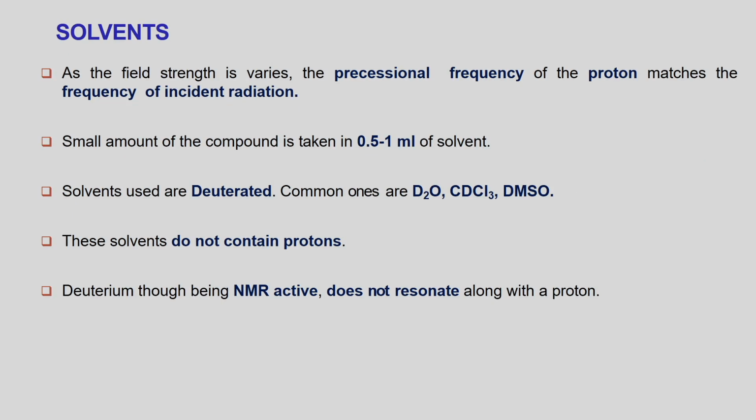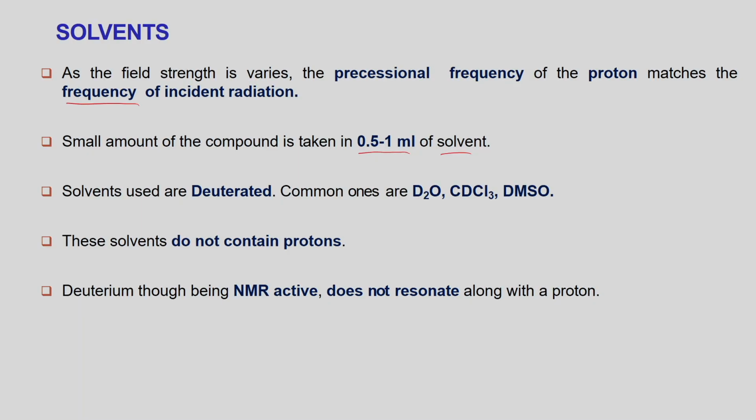So, now do we take the sample directly? No, we cannot take the sample directly, because the issue is the precessional frequency of the proton. Here we know it matches with the frequency of the incident radiation, but you need to dissolve the sample in 0.5 to 1 ml of a particular solvent. Why? Because, like KBr, potassium bromide, which we saw in infrared spectroscopy, should not absorb the infrared, in the same way, we need to choose a solvent in such a manner that it does not have any nuclei.